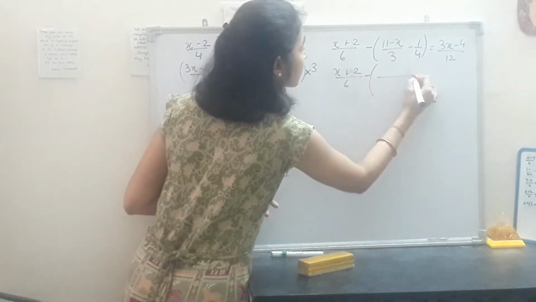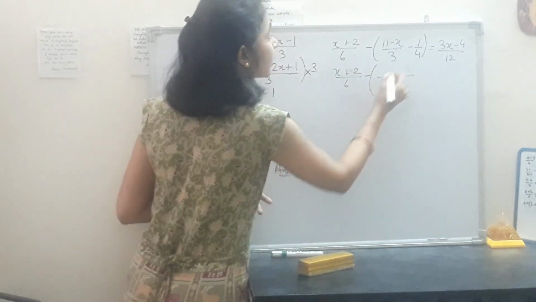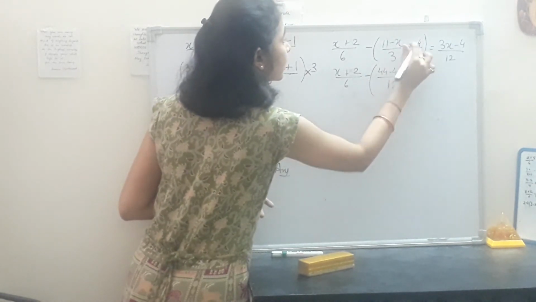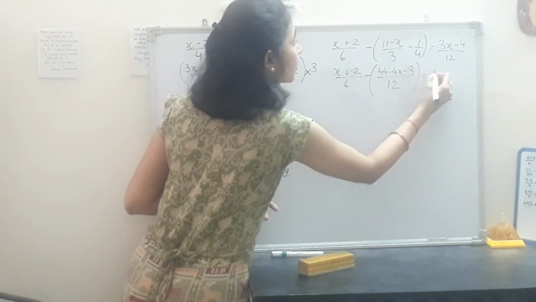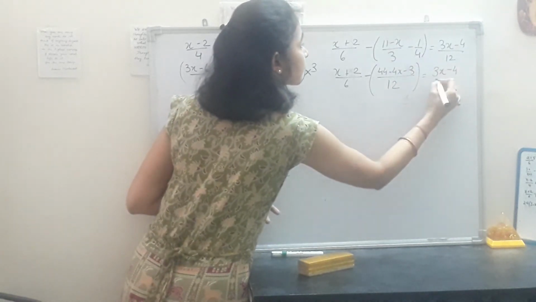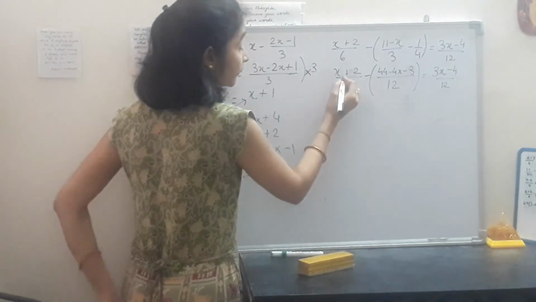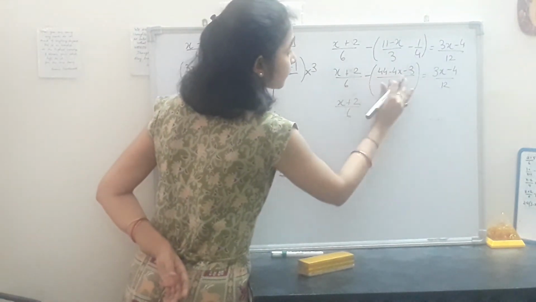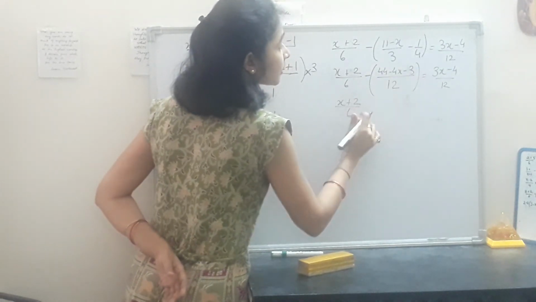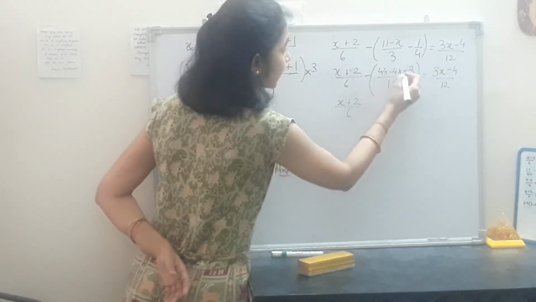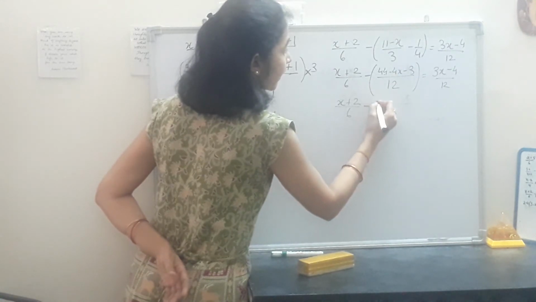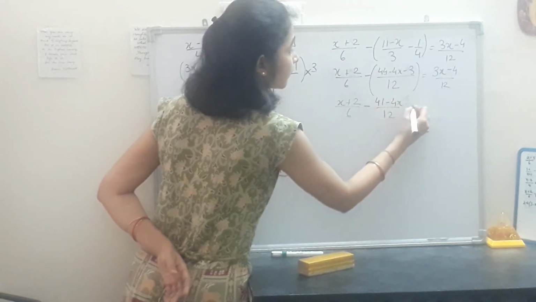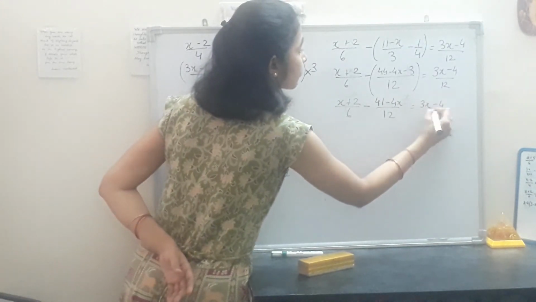Solving this bracket here, what will be the LCM here? 12. Okay, so multiplying this by 4 here, 44 minus 4x. Okay, and 3 here, minus 3. The RHS remains as it is. Now (x + 2)/6 again remains as it is. Now if we solve this, 44 minus 3 gives us 41. So these two are like terms and 4x is unlike. So here we get (41 − 4x)/12 = (3x − 4)/12.